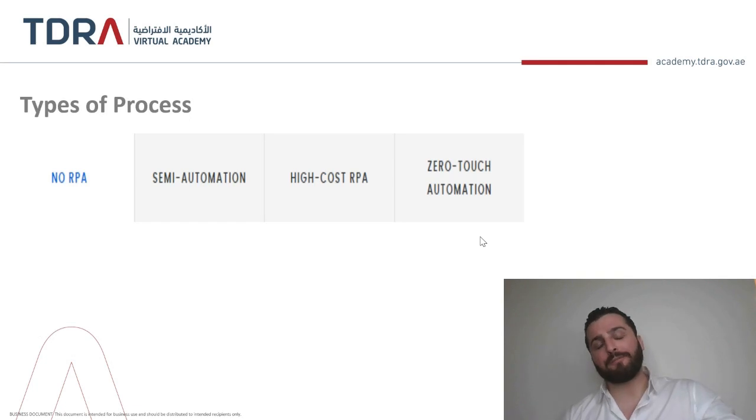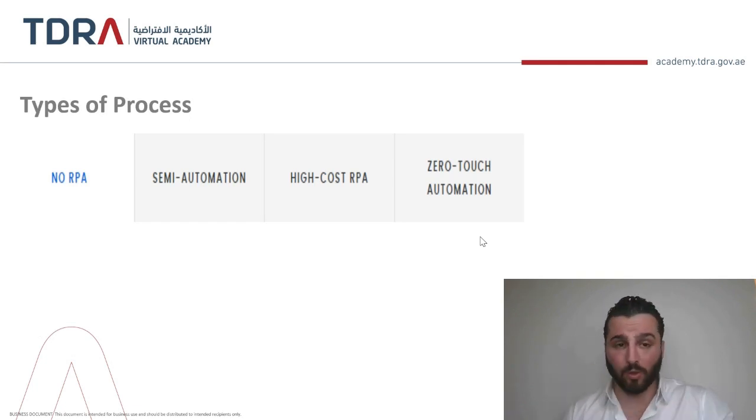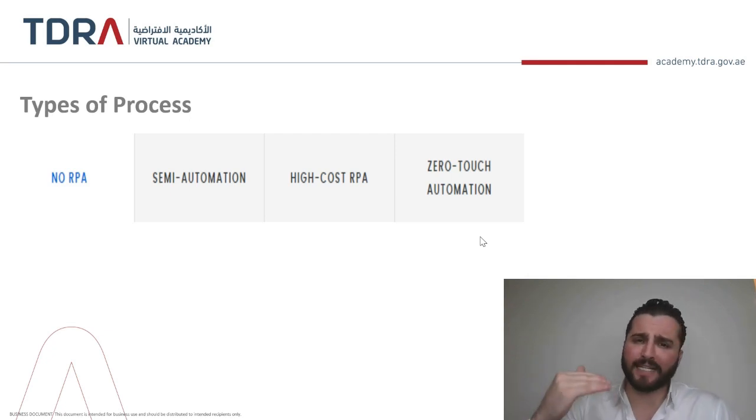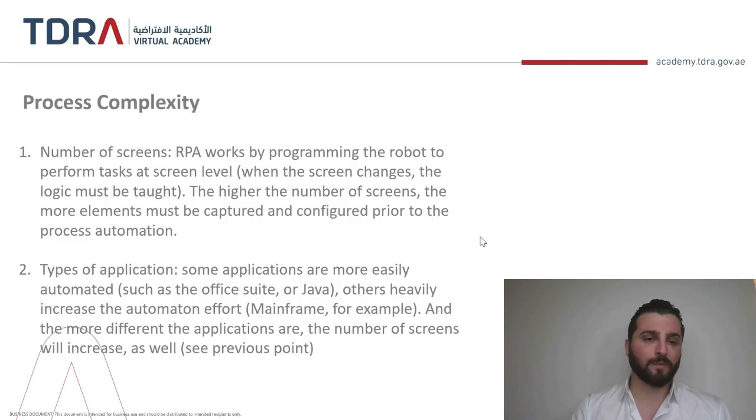So we have different types of processes based on process fitness only. We have no RPA action to be taken, semi-automated action that needs to be transformed, high-cost RPA, which is non-repetitive and manual, and zero-touch automation, which is the next level that we are trying to achieve in our ecosystem.